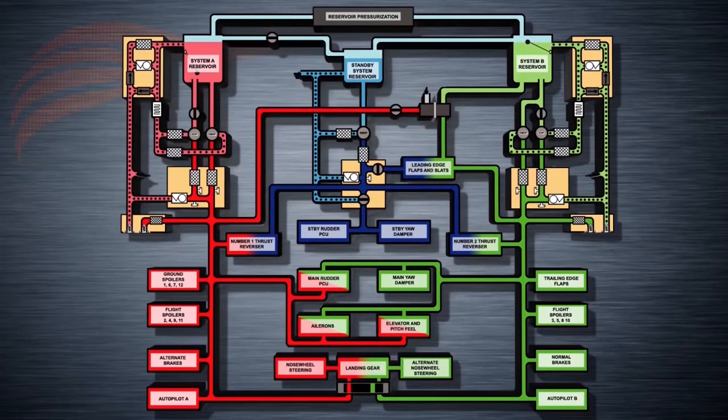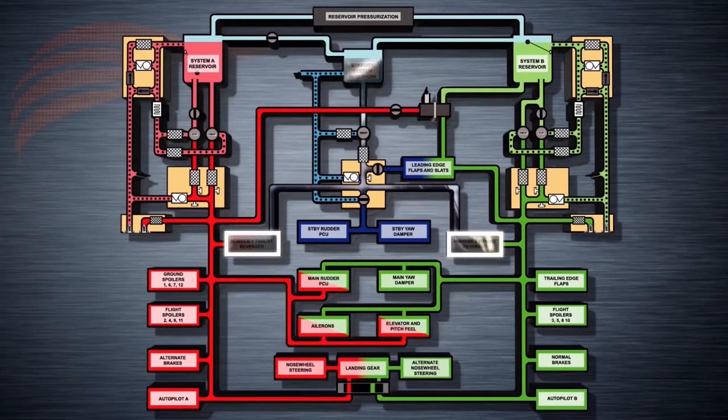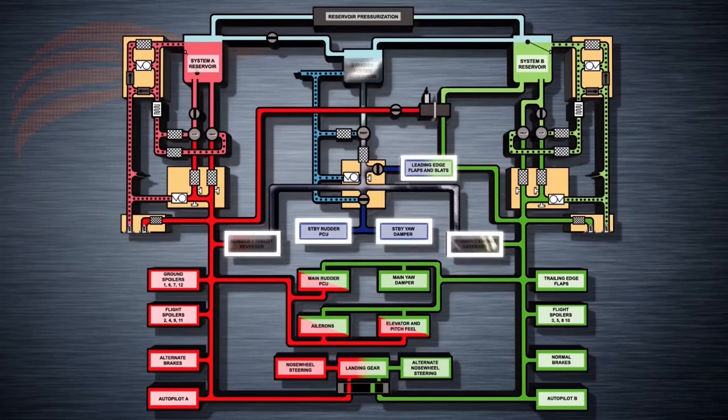Whenever the standby hydraulic pump is running, fluid is supplied under pressure to power the thrust reversers. Fluid supplied to the standby rudder power control unit, the standby yaw damper, and the leading edge flaps and slats is controlled by 2 valves: the standby rudder shutoff valve and the leading edge flap and slat shutoff valve. Setting either of the flight control switches to the standby rudder position opens the standby rudder shutoff valve. This allows fluid to flow to and power the standby rudder power control unit and the standby yaw damper.